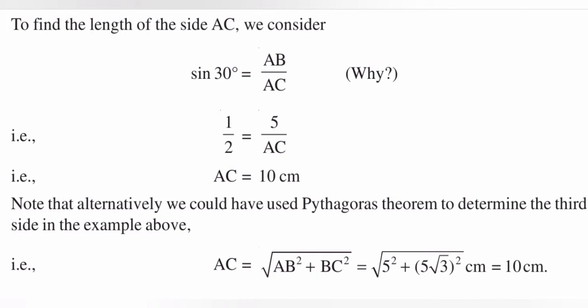Note that alternatively we could have used Pythagoras theorem to determine the third side in the above example. That is, by using Pythagoras theorem, you will get AC equal to root of AB square plus BC square, that is equal to root of 5 square plus 5 root 3 square, that is equal to 10 centimeter. So you can use either of these methods to find the length of AC.